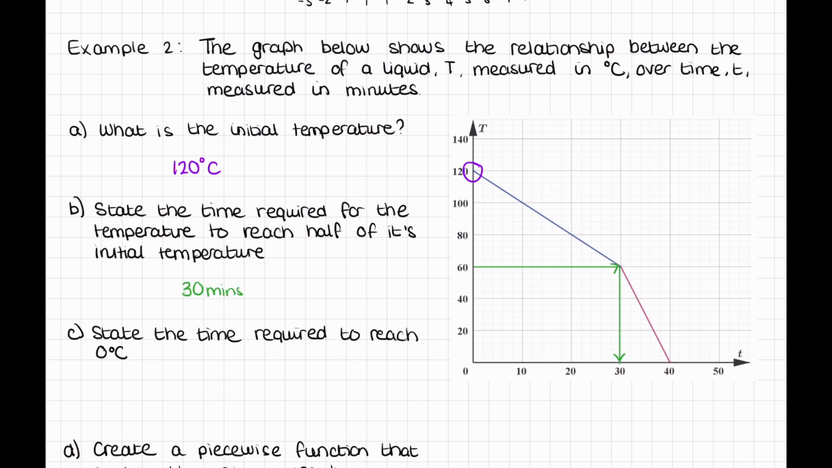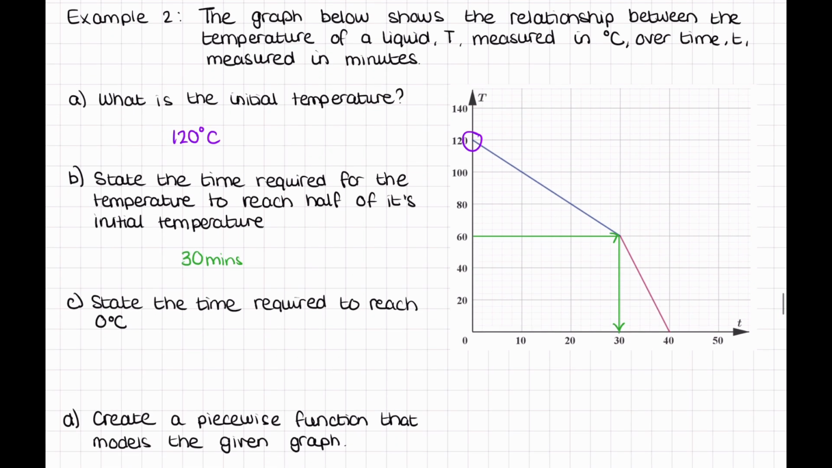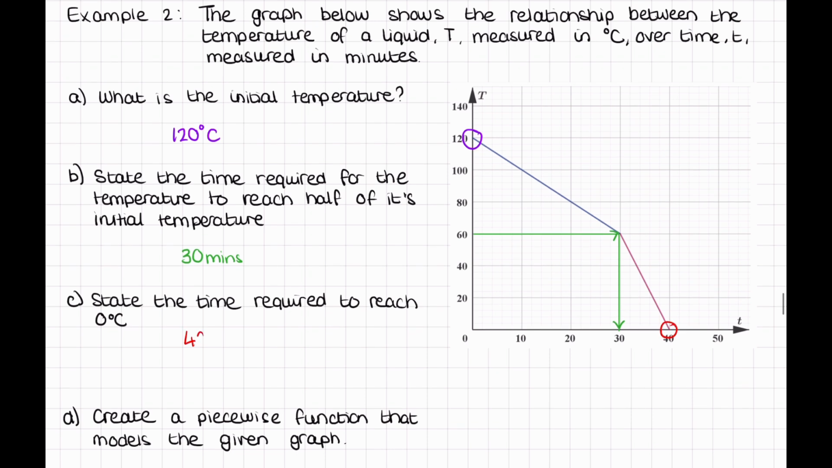Part C, state the time required to reach 0 degrees C. So then we can just look at the graph where it is 0 degrees C, which is here at time 40. So it takes 40 minutes to get to 0.